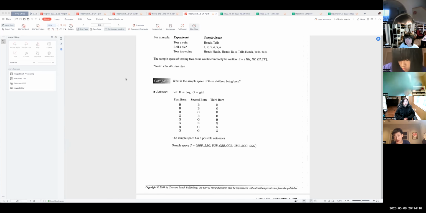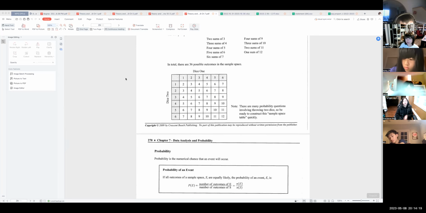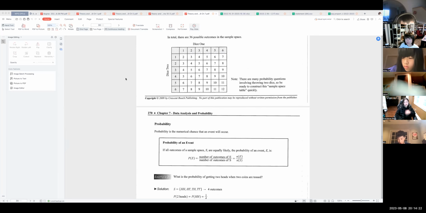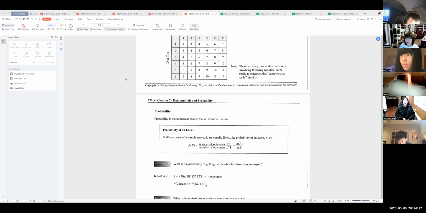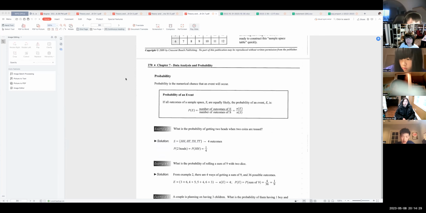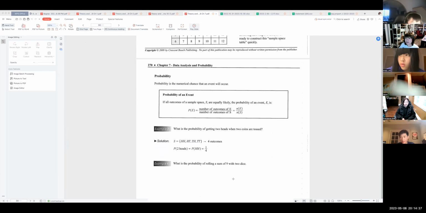So that is the total. This part is really troublesome. So what is the probability of getting 2 heads when 2 coins are tossed? We've already done that. Now let's look at something a bit harder. What is the probability of rolling a sum of 9 with 2 dice? It's a bit like the 6 we just did, but this time we increase to 9. Andy, I roll 2 dice and the two numbers add up to 9.